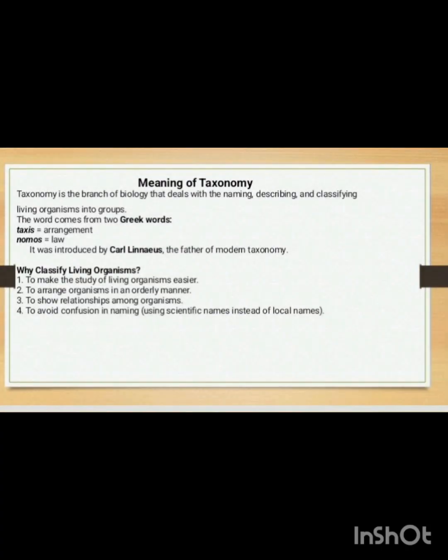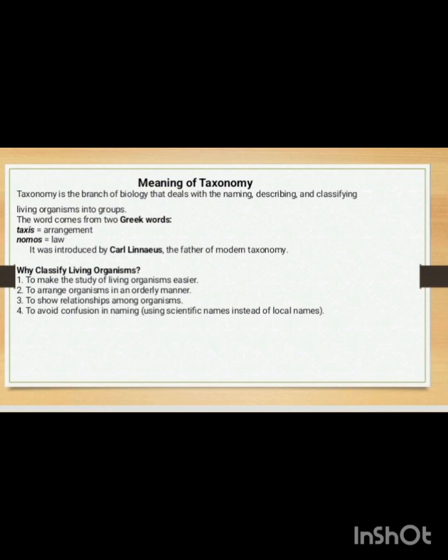What is taxonomy? Taxonomy is a branch of biology that deals with the naming, describing, and classifying living organisms into groups. This word taxonomy was coined from two Greek words, which are taxis and nomos. Taxis meaning arrangement, nomos meaning law. This was introduced by a Swedish scientist Carl Linnaeus, referred to as the father of modern taxonomy.